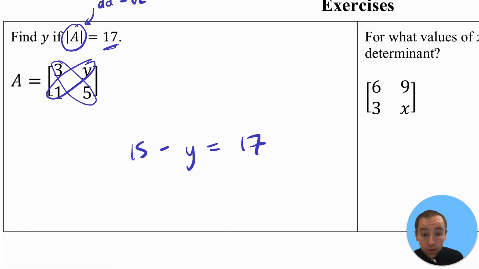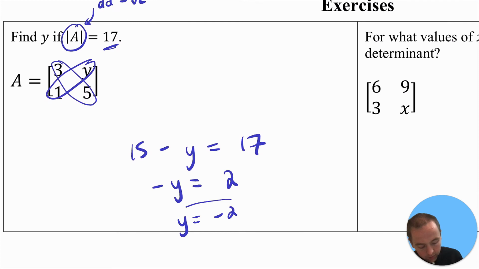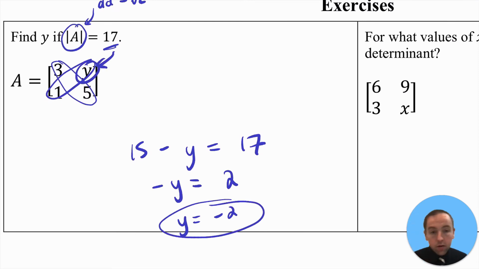So if you subtract 15 from both sides, then negative y is equal to positive 2, and then you can multiply or divide both sides by negative 1. So it turns out that y should be equal to negative 2. So basically that number in the matrix has to be negative 2 if the determinant is going to come out to be 17.